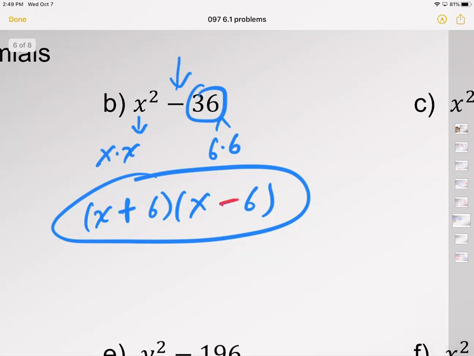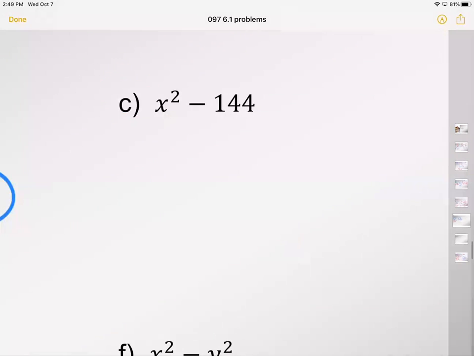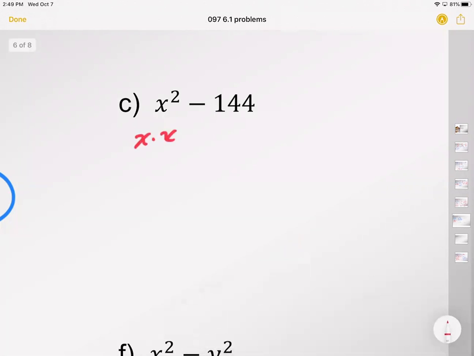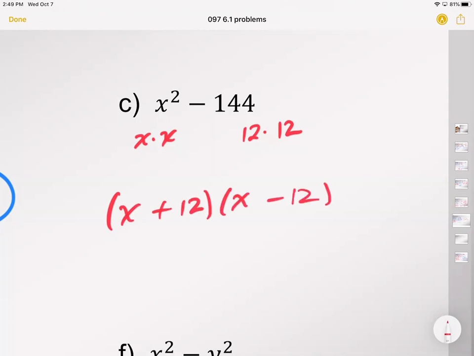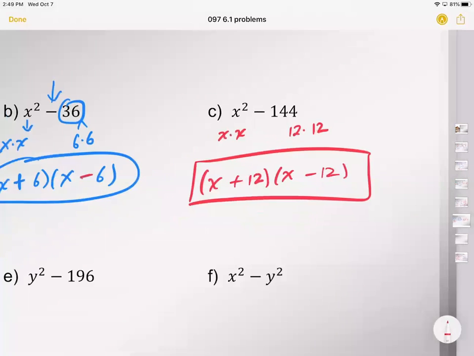Okay, so let's take a look at another one, and then I will ask you guys a question. If you take a look at this item here, hopefully you guys say, oh, this is consistently the same. x times x is x squared. 12 times 12 is 144. So all I need to do is say x plus 12 and x minus 12. And that is how you factor a binomial.